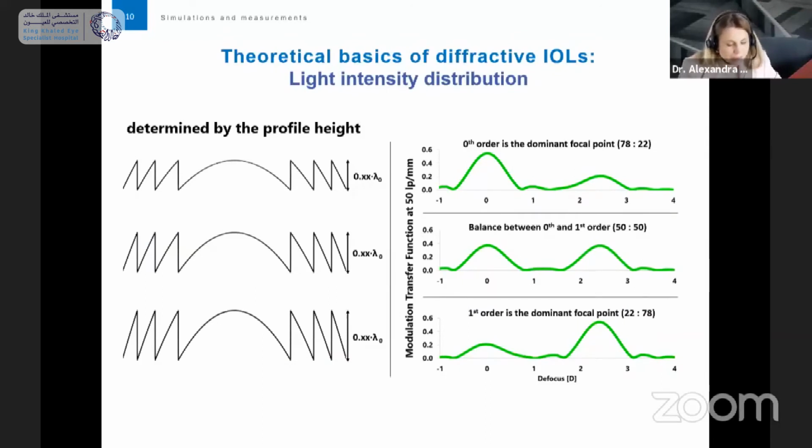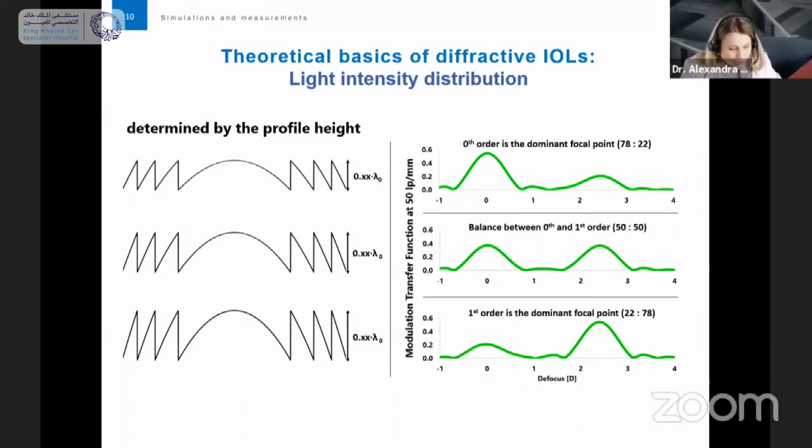Just a little bit of transfer to your point of view. Here you can see that if the height of the steps is some multiplication of the wavelength, the maximum energy is on the first order, like for far vision. This is MTF.